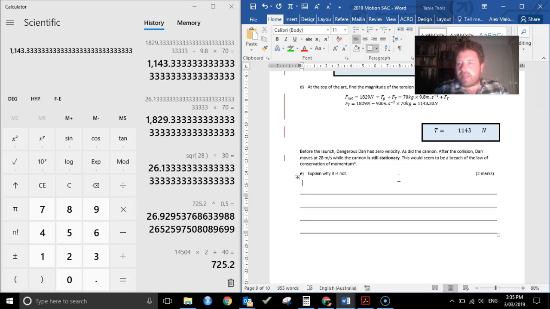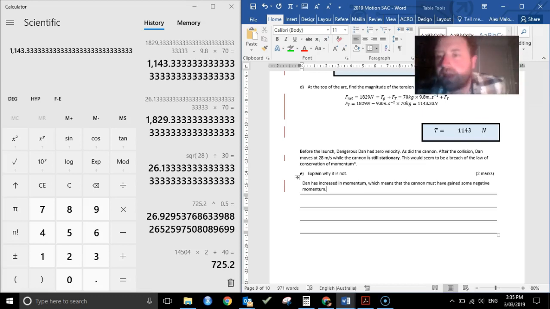So what I'm looking for here is that Dan has increased in momentum, which means that the cannon must have gained some negative momentum. So that's just a restatement of conservation of momentum. That's more of a scene setting sentence. You don't necessarily need that, but you want to show that you understand what exactly the problem is before you actually answer it. Right, so Dan's increased his momentum, so the cannon must have gained some negative momentum.